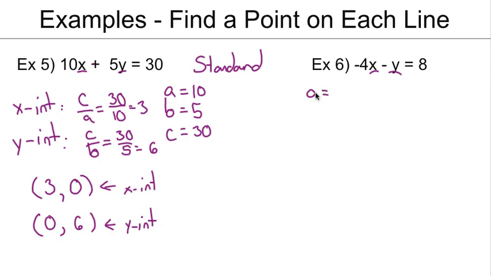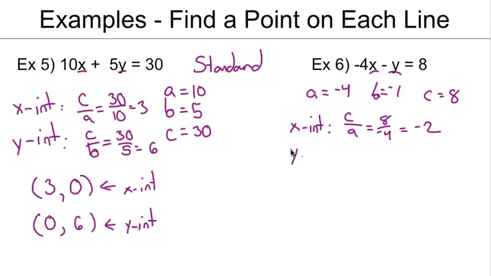6. I need to identify a, b, and c. A is negative 4, B is -1, and C is 8. For my x-intercept, I know that that's going to be C over A. So in this case, 8 over -4, which is -2. My y-intercept will be C over B. C is, of course, 8. B is -1. 8 divided by -1 is -8.